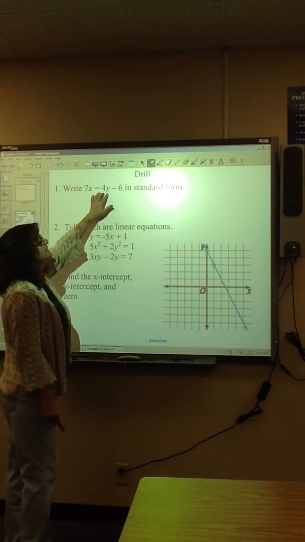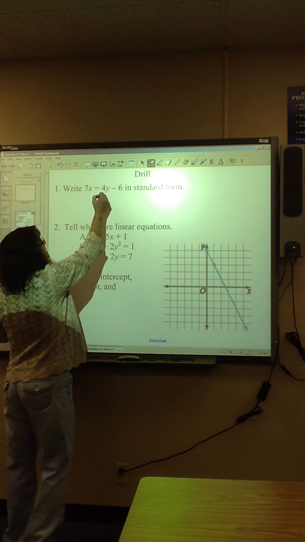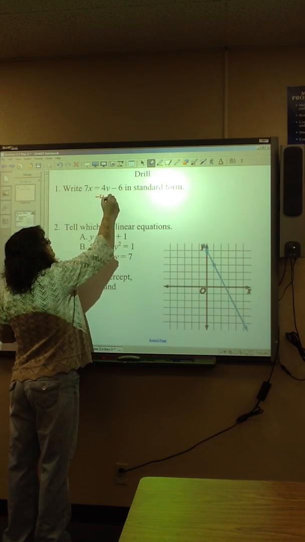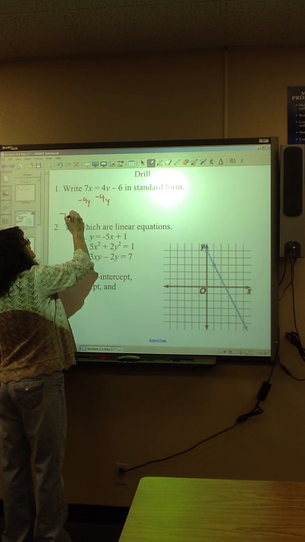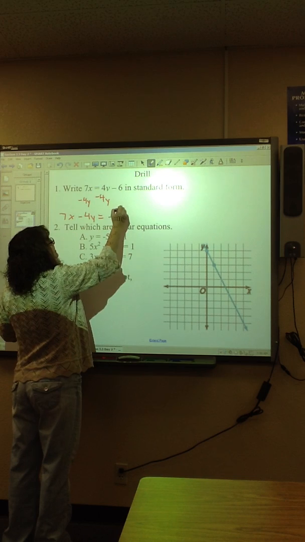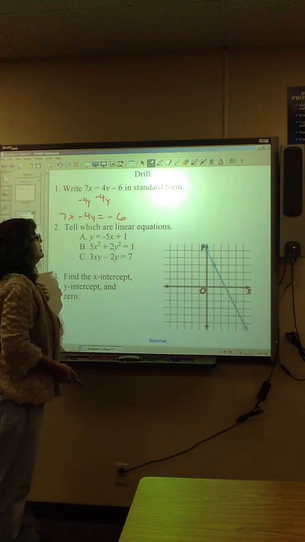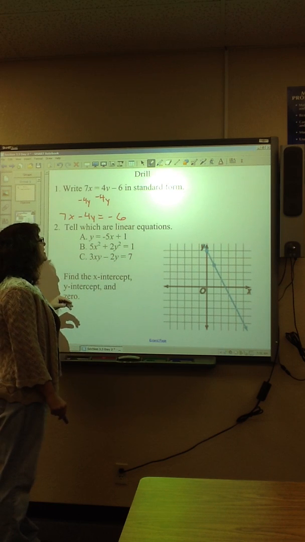But today, we're going to look at graphing linear equations, and you had a drill. On the drill, this standard form, remember you have to have the x's first, and then the y's. So these y's need to move to the other side. So I'm going to get 7x minus 4y equals negative 6. And that's standard form.